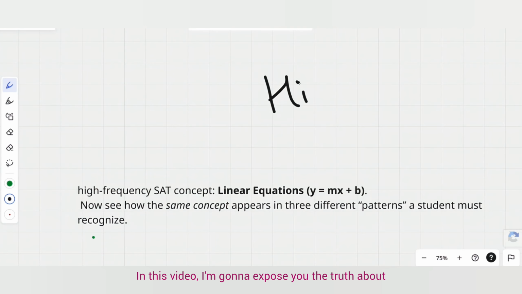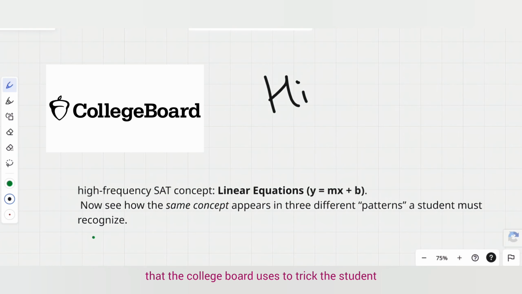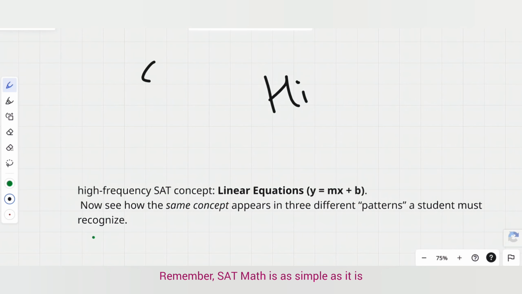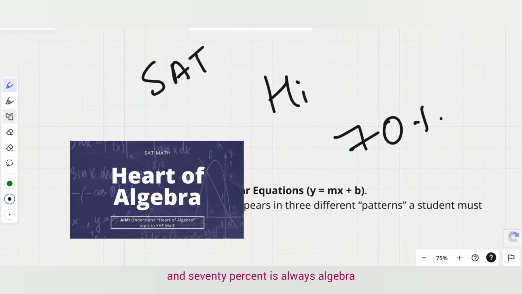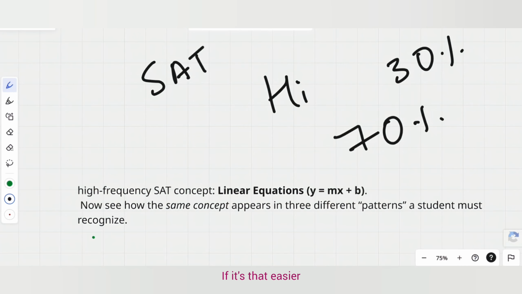Hi there, in this video I'm going to expose the truth about how the SAT math questions are formed. What is the perspective and mindset that the College Board uses to trick the student? Remember, SAT math is as simple as it is. 70% is always algebra and 30% is geometry or trigonometry. If it's that easy, then what's causing students not to score?